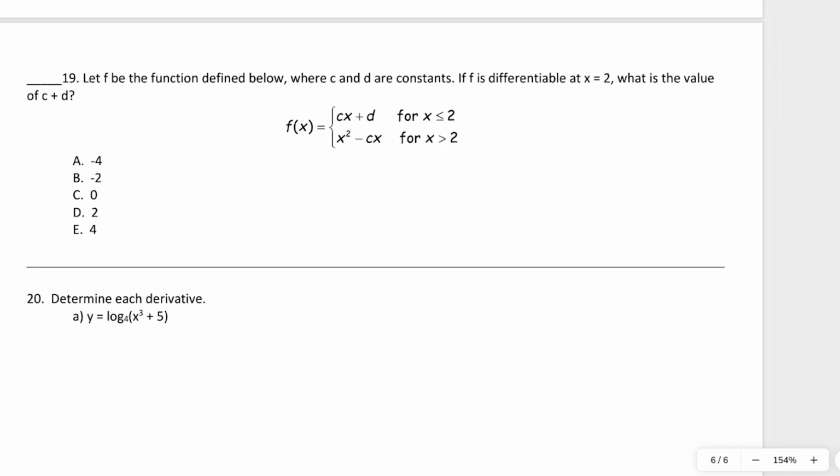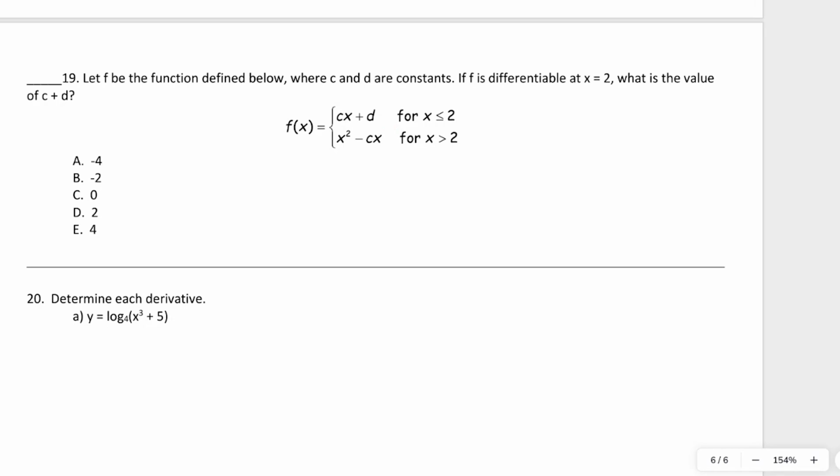19 says, look at the function below. If f is differentiable at x equals 2, what's the value of c plus d? This was a problem that I gave you on the little game we played the other day. So let's break this down a little bit. In order for it to be differentiable, not only do these two pieces have to be equal at x equals 2 to ensure it's continuous, but also the derivatives have got to be equal. So let's start with just setting these equal to each other to satisfy the continuity.